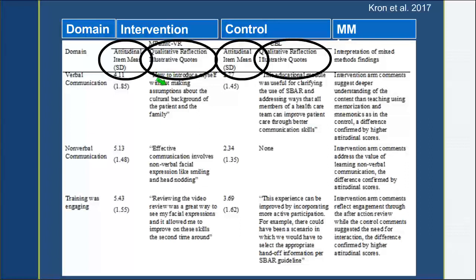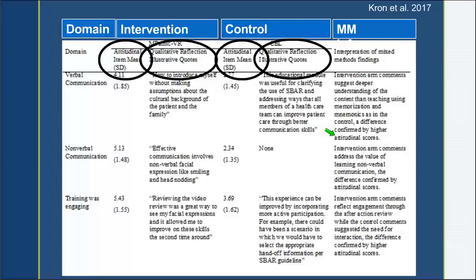So how to introduce myself without making assumptions about cultural background in the intervention group. The control group, this example is talking about mnemonic devices. So in the interpretation here, and this shows an example of that mixed methods interpretation, we wrote, intervention arm comment suggested a deeper understanding of content than teaching using memorization, and mnemonics in the control, a difference confirmed by higher attitudinal scores.